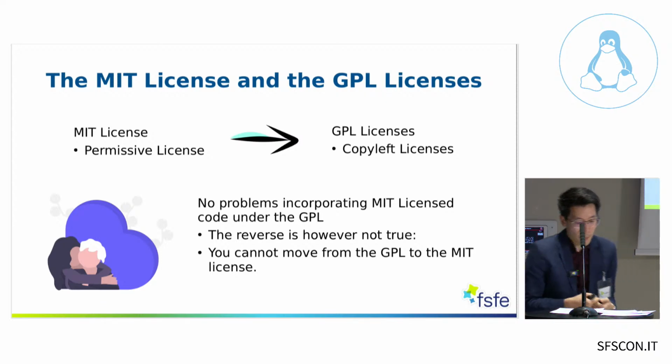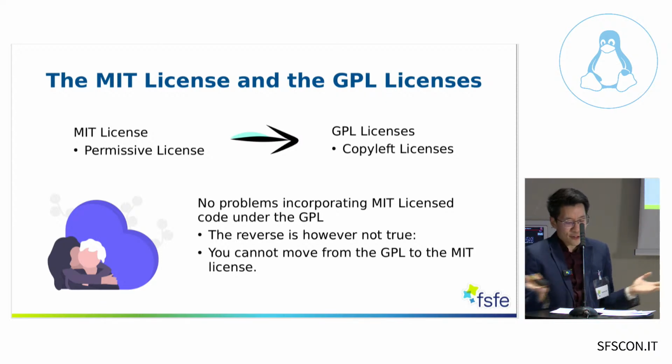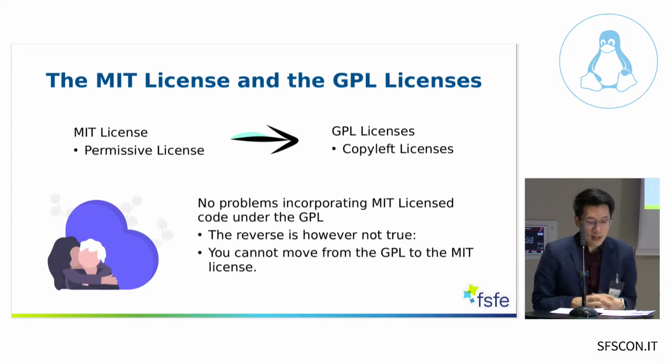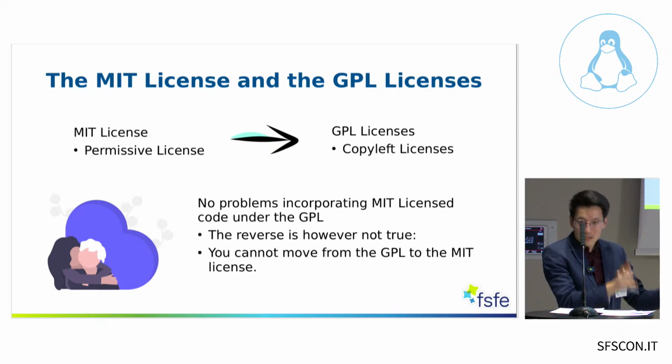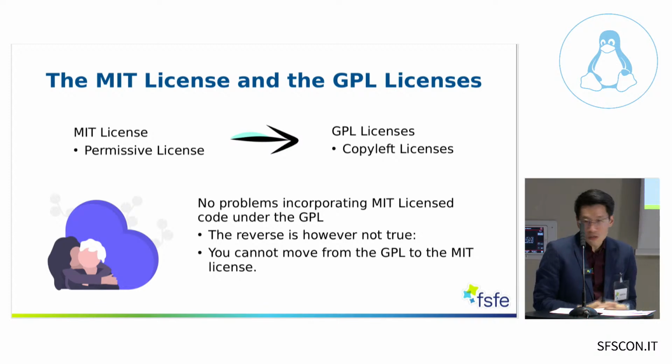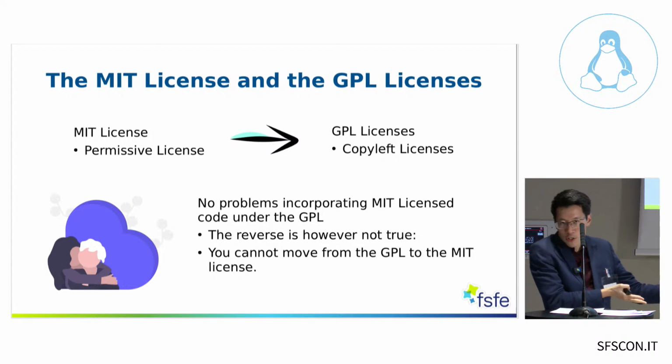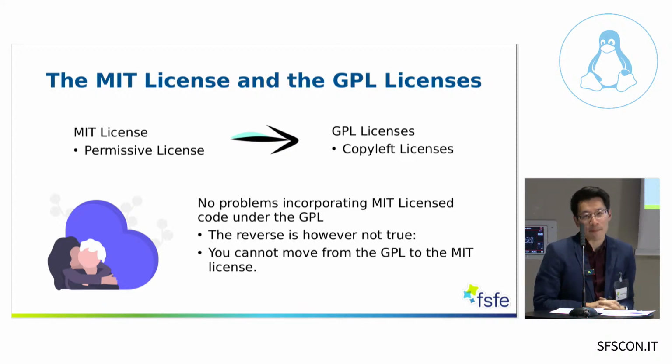There is no conflict. It's like if your brother has no dietary restrictions, he says, I'll eat whatever you put in front of me. And your vegan sister says, please, only vegetables, no animal products. In this case, there's no conflict. You just cook vegetables, and everybody at the dinner table is happy. In a similar fashion, MIT license code can be incorporated into a GPL project. Everybody's happy.